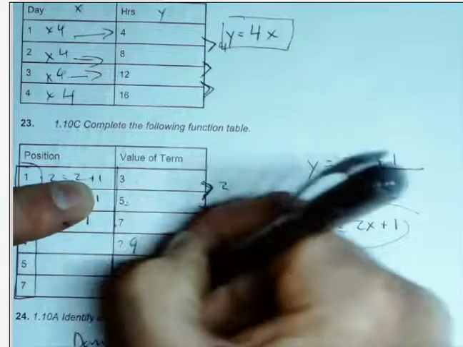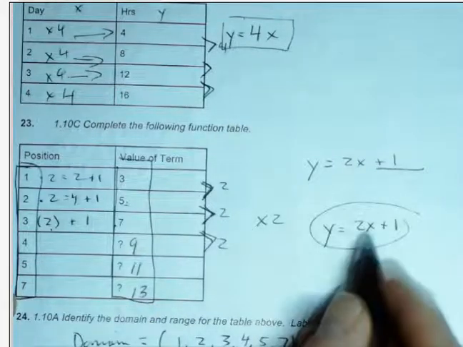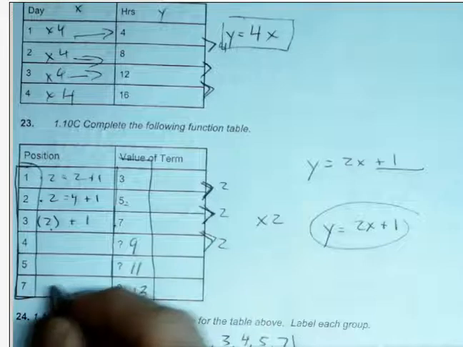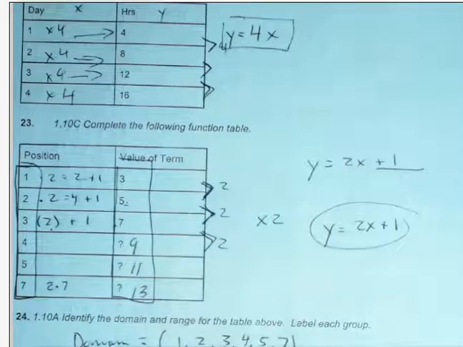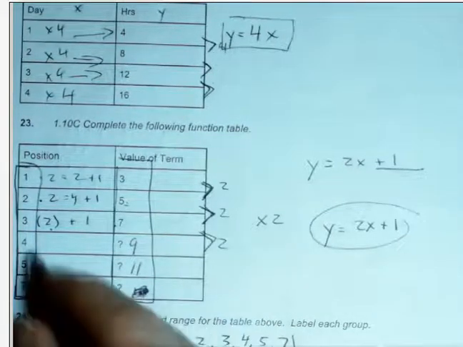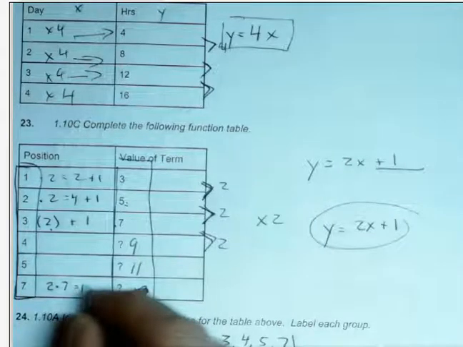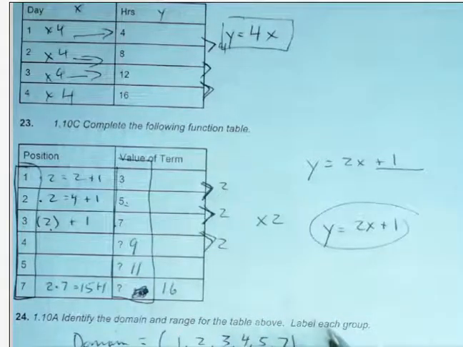Now I had to fill some in here, remember? I'm going to double check here, just make sure this works. 2 times 7, uh-oh, that didn't work. I skipped one here. That's not a 13. Look, it's 1, 4, 5, and then 7. 2 times 7 is 14 plus 1. This is 15. Boy, I got to watch out. I almost missed a value there.